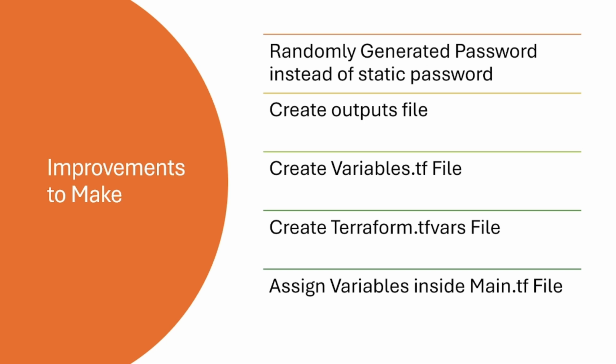And we're also going to create a Terraform.tfvars file. This is where we can describe the actual values of the variables. I'm going to give an example. In the variables file, there is a default section which can also specify the variable. And then we're going to assign the variables inside the main.tf file.